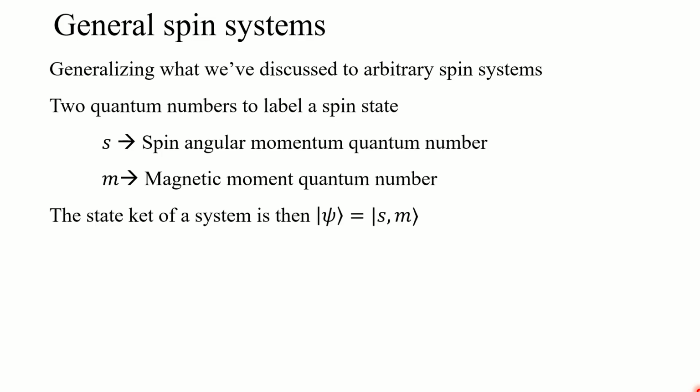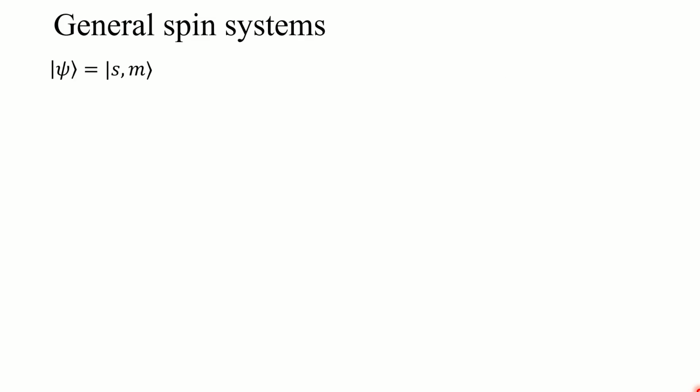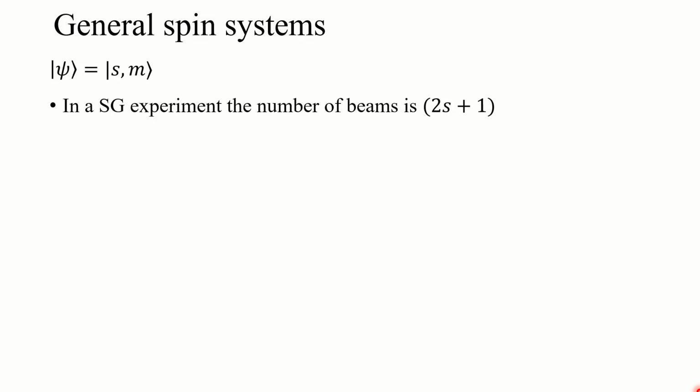So the general system ket describing that system will now have two numbers: S for the spin angular momentum quantum number, what type of spin system it is, and M for the actual spin component of that system. If we do a Stern-Gerlach measurement with that state, the number of beams we're going to get corresponds to 2 times the spin quantum number plus 1. In our spin 1/2 systems, 1/2 times 2 is 1, plus 1 gave us 2 beams: the spin up and the spin down beam.